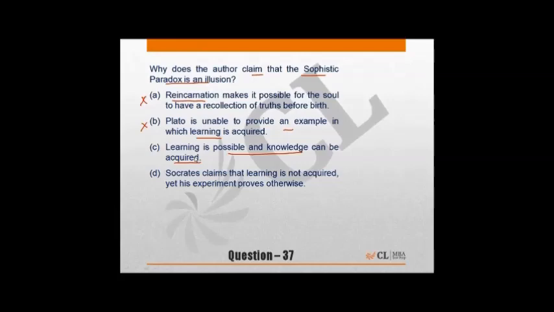Just go back to that line in the passage again. The line said very clearly that the sophistic paradox tells us that we have no way to acquire knowledge, but we do acquire knowledge, so it must be illusion. So why does the author claim that sophistic paradox is an illusion? It's an illusion because learning is possible and knowledge can be acquired. So choice D, Socrates claims that learning is not acquired. No, incorrect. Okay. So question 37, we are through with it.